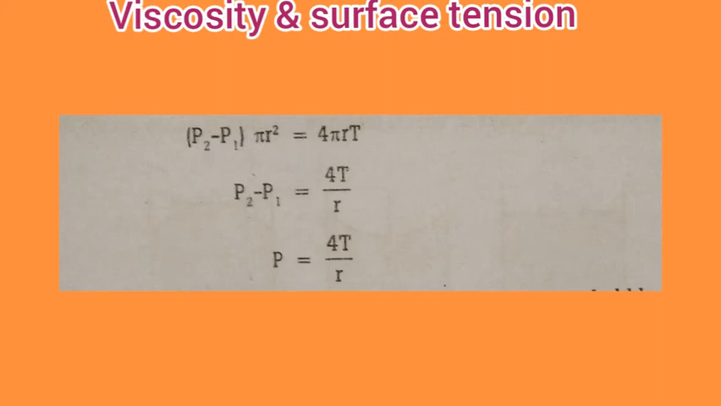At equilibrium, we have P2 minus P1 into pi r squared is equal to 4 pi rT. Therefore, P2 minus P1 is equal to 4T upon r. Pi gets cancelled. This equation, P2 minus P1 is equal to 4T upon r. Therefore, P is equal to 4T upon r.